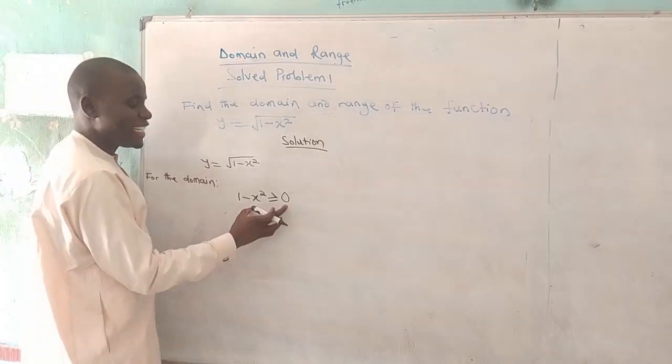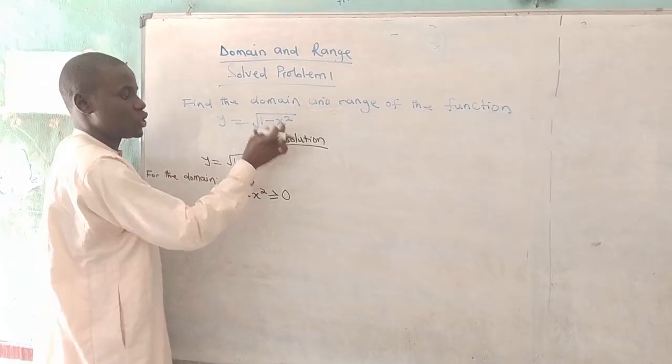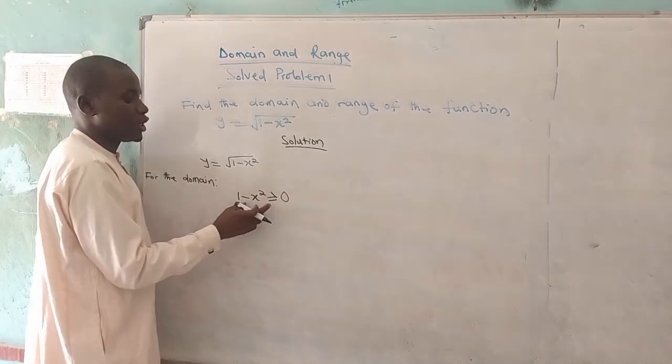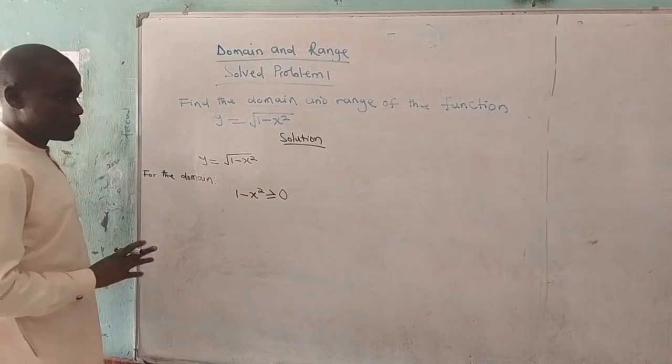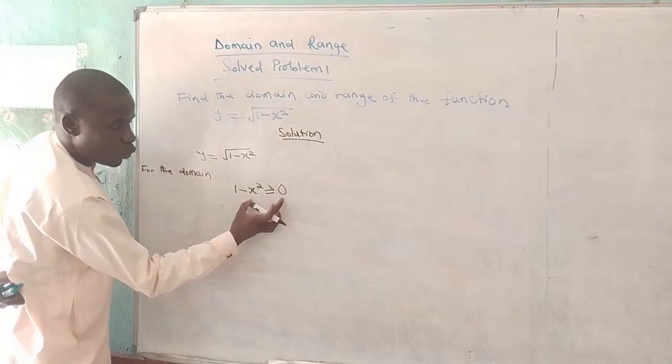This is the idea behind this substitution. What is inside must be positive. That is why we said it must be 0 or greater than 0. So let's solve this inequality.